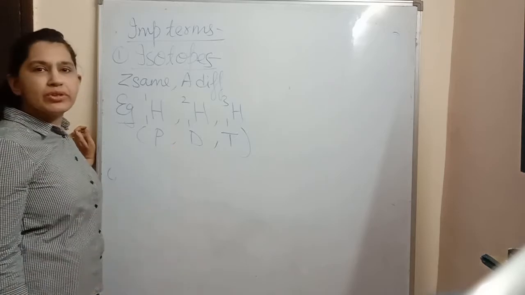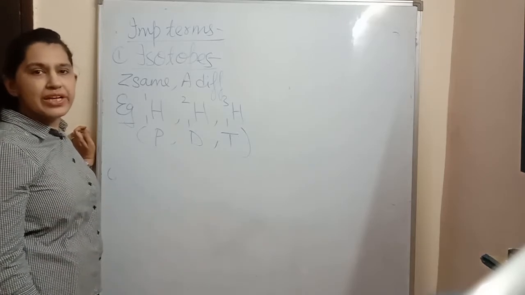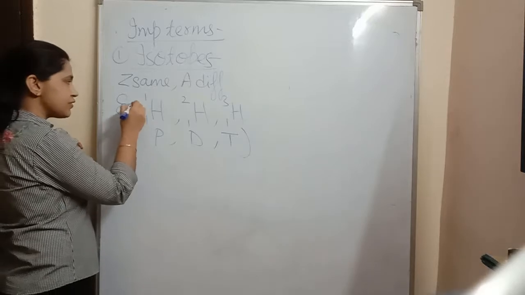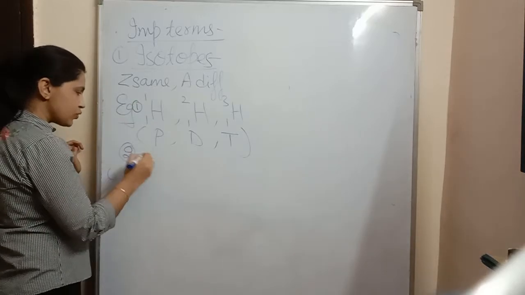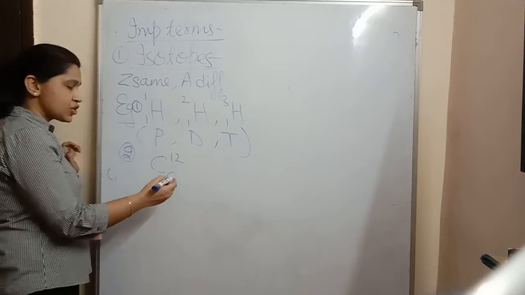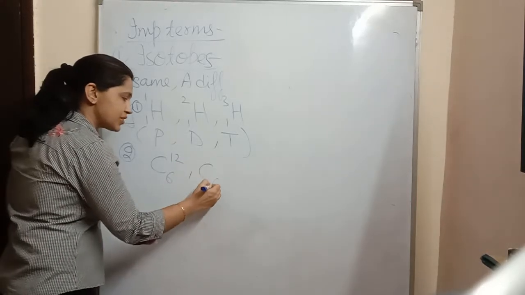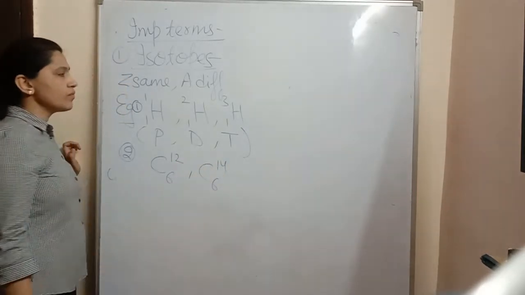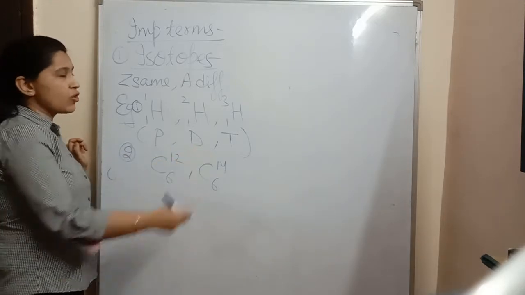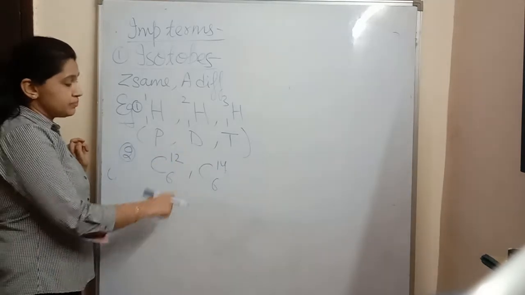What else do we call deuterium? We also know it by the name heavy hydrogen. Any other isotope? Yes, this is the first example. You can also have isotopes of carbon. The common example is C612, and there is one more, that is C614. So these are the two isotopes of carbon which are commonly found, right?